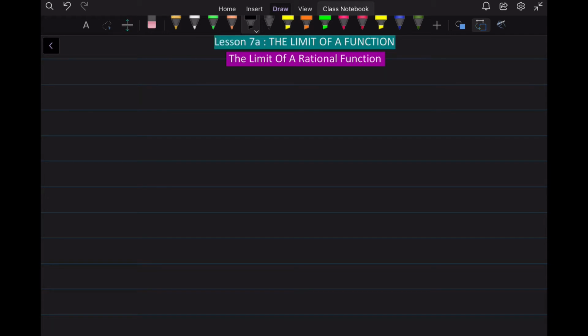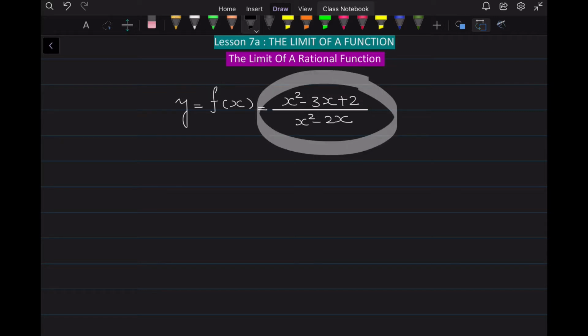Starting from this lesson up to a few more lessons, we will be learning about the limit of a rational function. So for that, let's consider an example of a rational function. We know that a rational function is a ratio of two polynomials. So suppose it is defined as x squared minus 3x plus 2 over x squared minus 2x, where you can see that the numerator as well as the denominator of this expression is a polynomial. So this is a rational function.